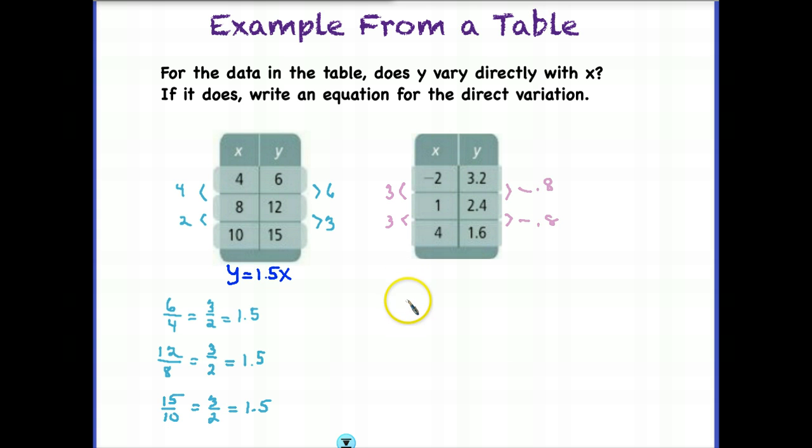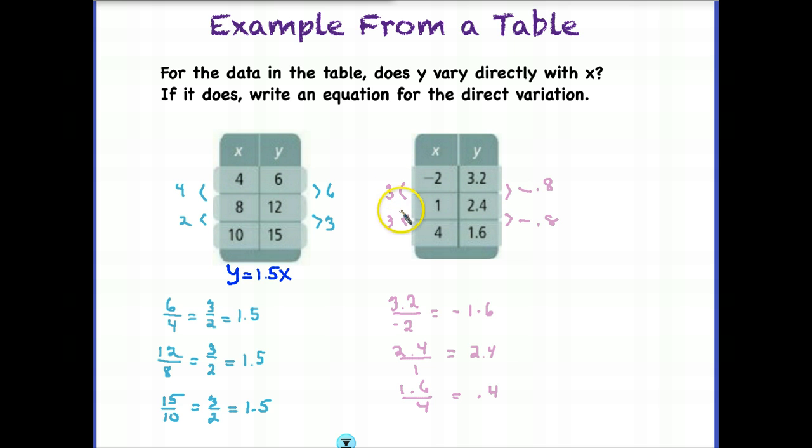So we have our y, 3.2, divided by -2, so that would give us -1.6, and then we have 2.4 divided by 1, so that is actually giving us just 2.4. And our last one, 1.6 divided by 4, gives us 0.4. So if you'll notice here, we do not have a constant ratio, so we have to be careful.